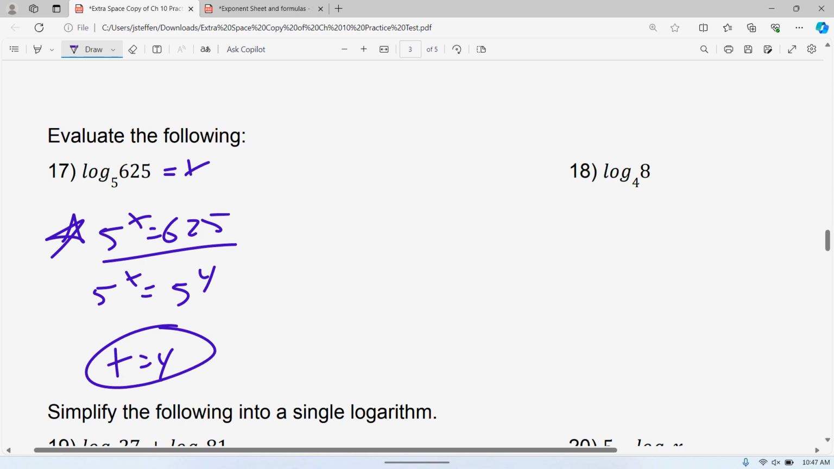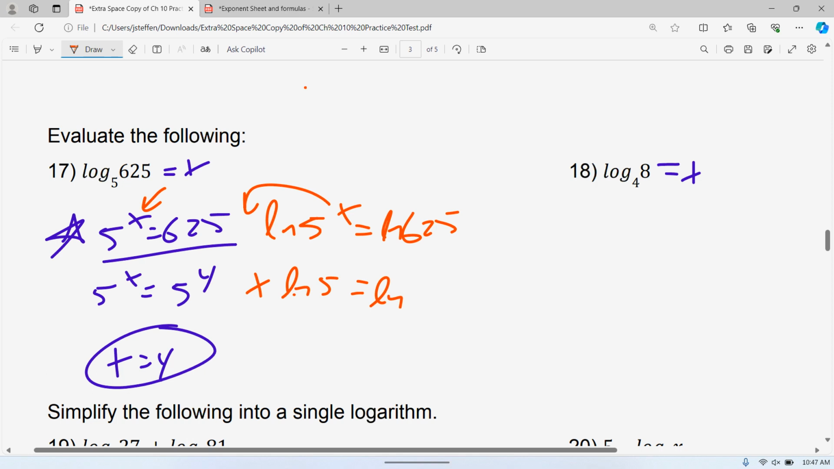Before I go on, again, we have the variable on only one side, so you could take your 5 raised to the x equals 625, and you can take the natural log on both sides. x times natural log of 5 is equal to natural log of 625. And you would put that in your calculator, and it will give you the exact same answer.